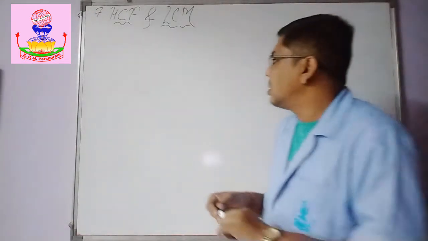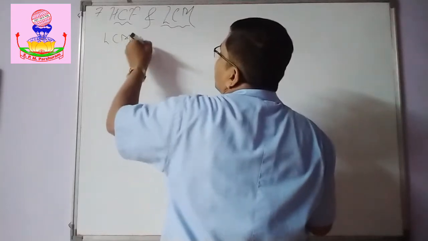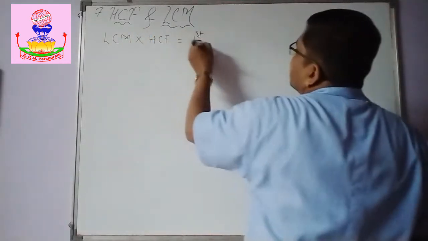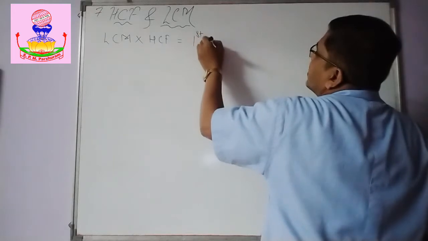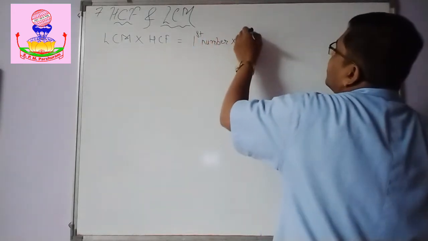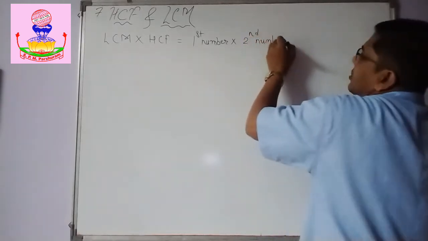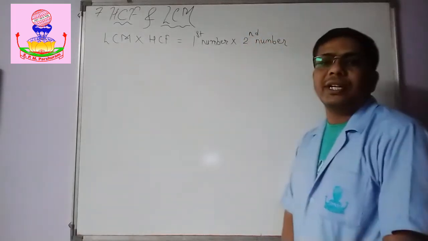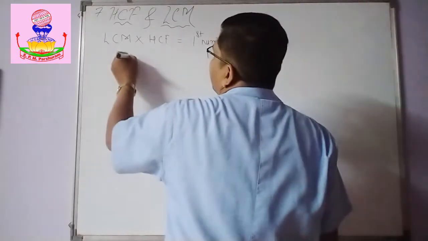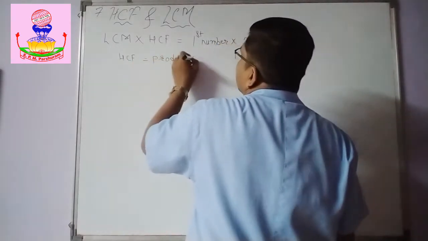This is the formula: least common multiple into HCF is equivalent to first number into second number. Remember this formula, we are going to use it in some cases while solving the examples. First number into second number. Secondly, what is HCF? Product of common factors.